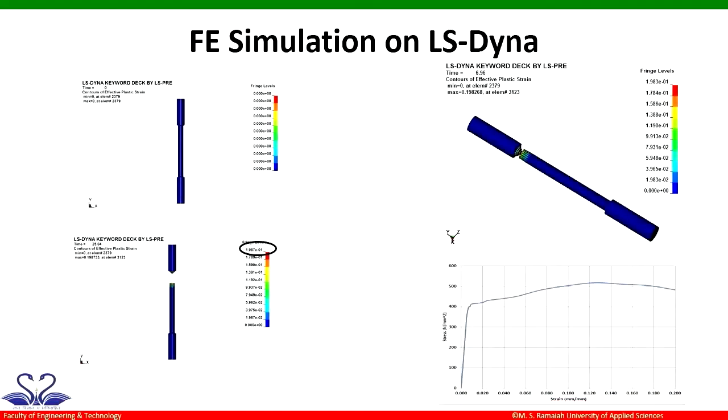This slide shows the FE simulation carried out in LS-DYNA for tensile specimen. The figures show the displacement plots with various fringe levels. The stress-strain curve and failure strain rate as observed in the simulation results match those of the experimental tests.